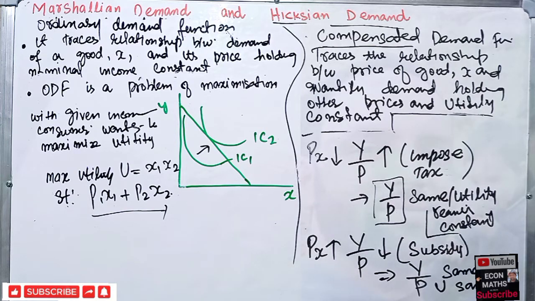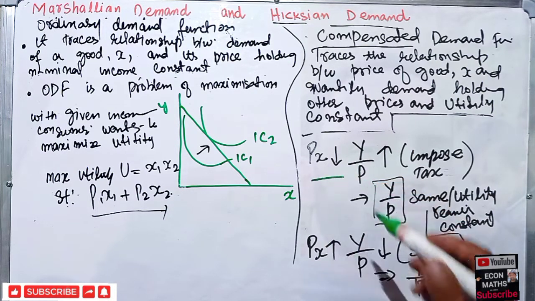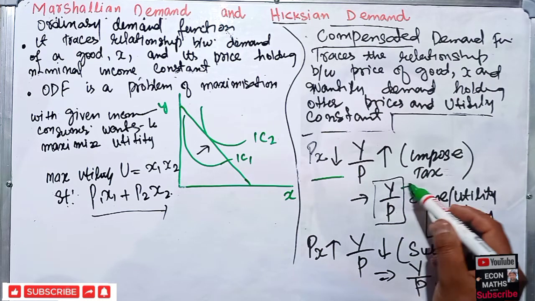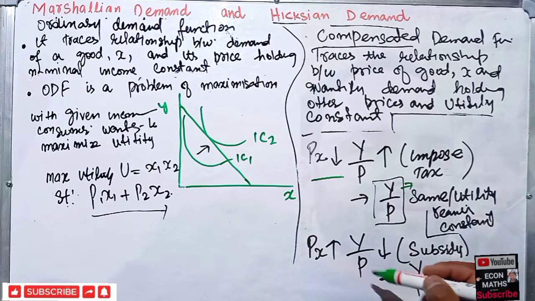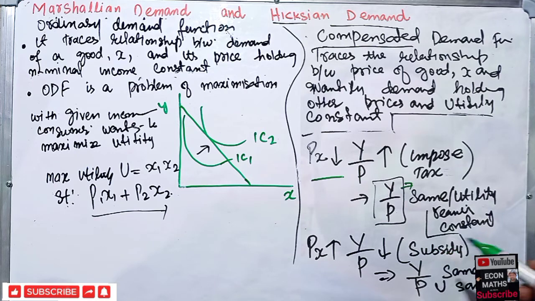So we compensate. The basic idea about the compensated demand curve is we compensate a consumer for any change in the price, depending on whether the price increases or decreases. If the price decreases, we impose a tax so that real income or utility remains the same. And if the price increases, the real income will decrease. In this case, we can give the subsidy so that real income or utility remains the same.